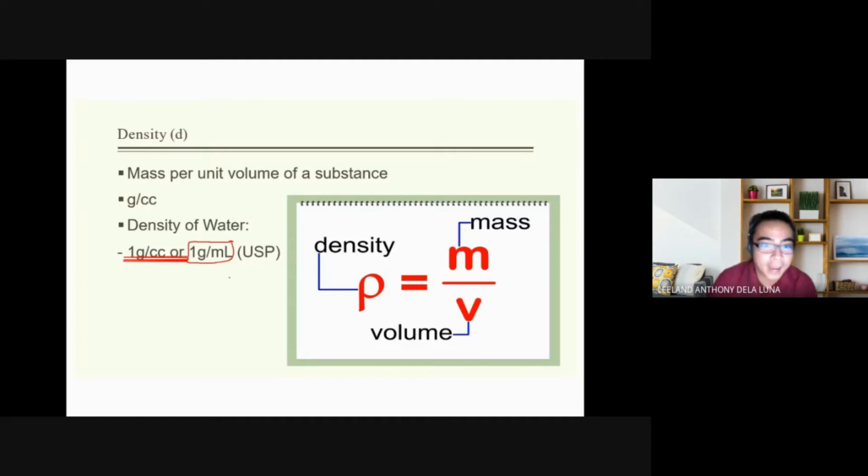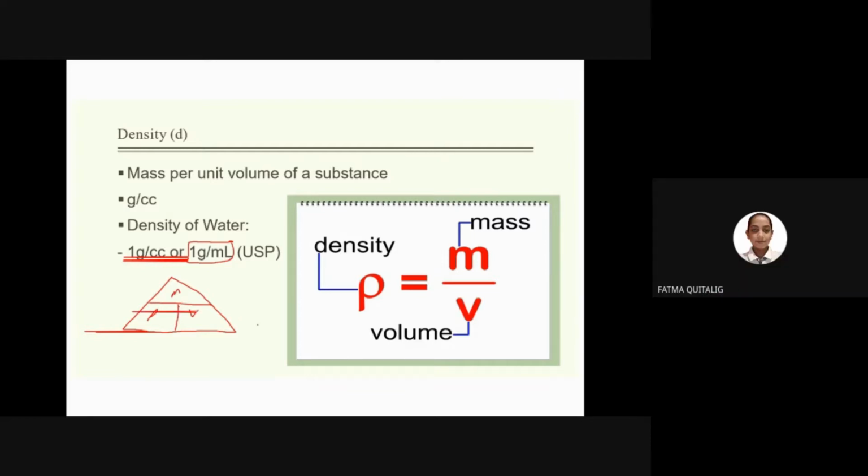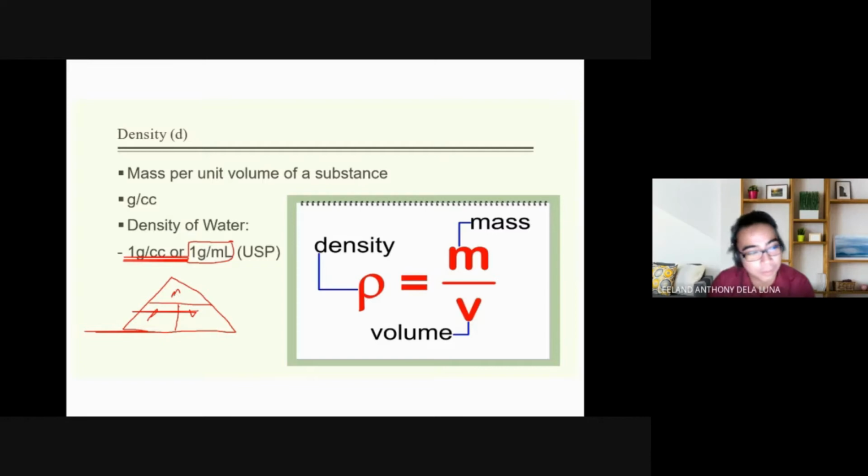Now, I'm not sure if you use this kind of triangle. Are you familiar with this? Density equals mass over volume? Yes. Alright, familiar na. Or mass is equal to density times volume. And then if you want to get volume, you simply divide mass over density. So as simple as that.